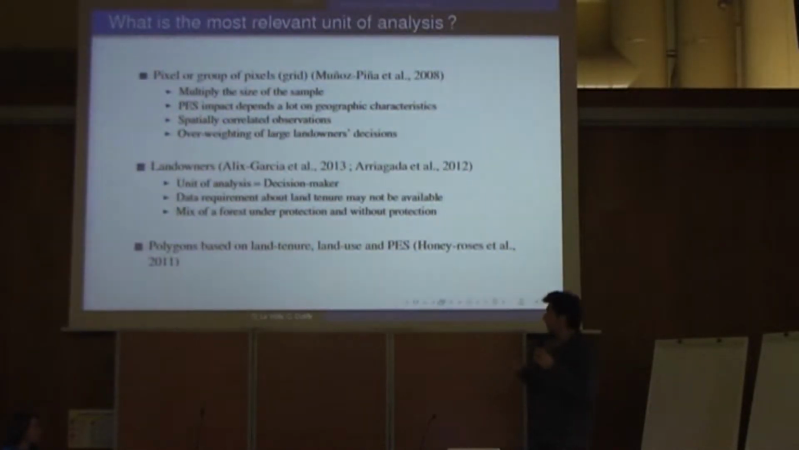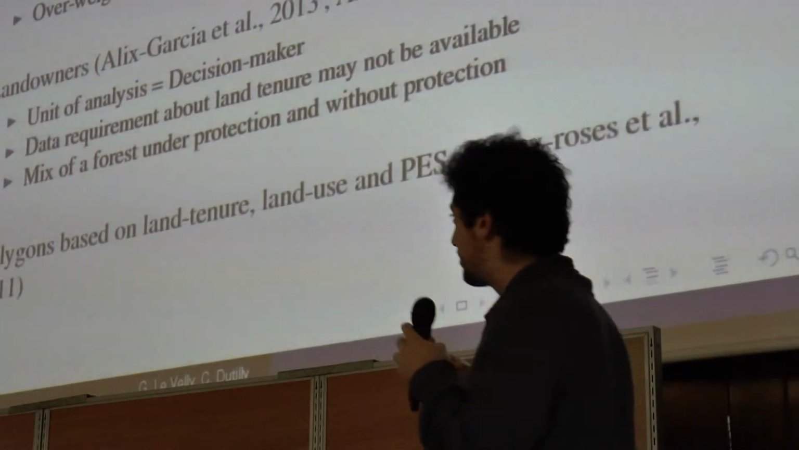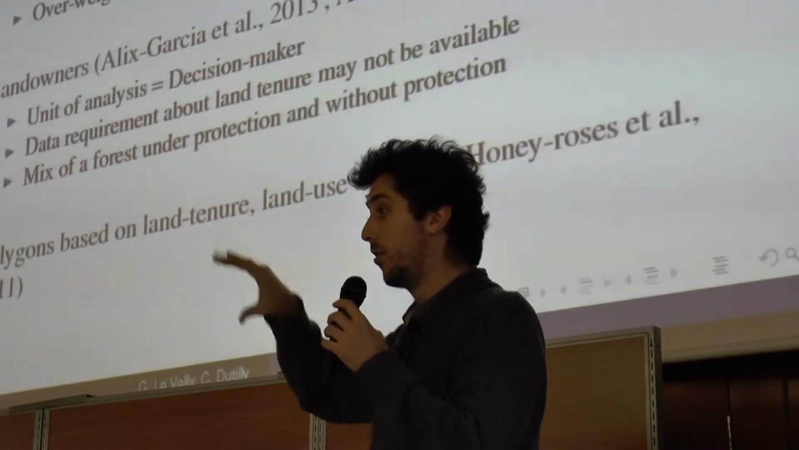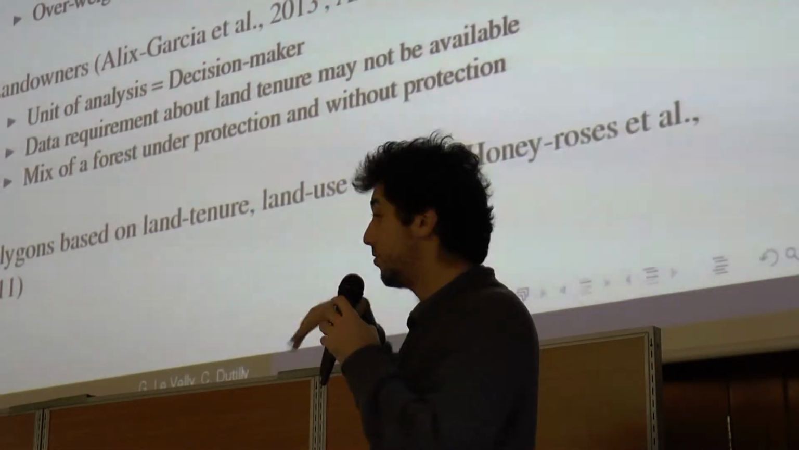So what Honey-Rosés and Baylis came up with is some kind of polygon space, which is an overlapping of land tenure, land use, and PES.